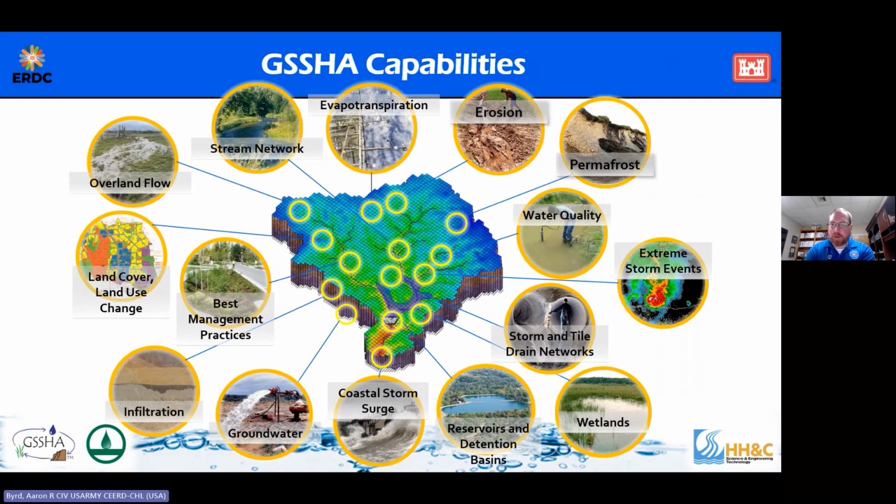This is my one slide overview of what GSSHA can do, the different levels of processes that you can turn on, right? They're not all turned on by default. The only one that's turned on by default is overland flow. Everything else you're going to add as you go through the process of building the model.